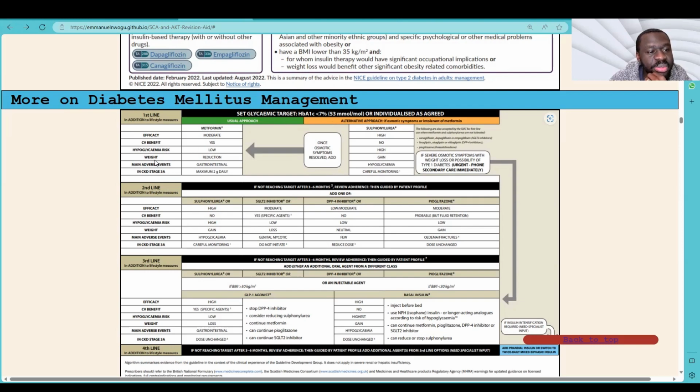In terms of weight management, metformin can cause weight reduction, but sulfonylureas cause weight gain. If a patient has CKD stage 3A, the maximum daily dose of metformin is 2 grams.